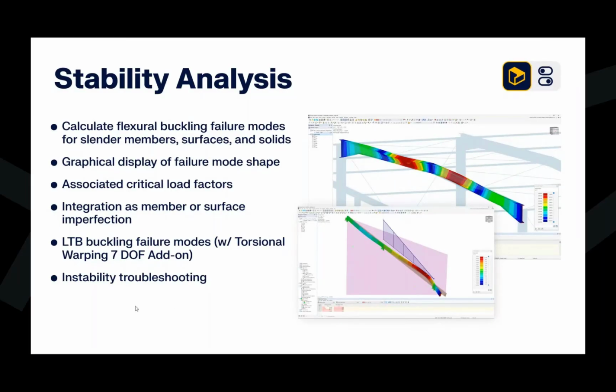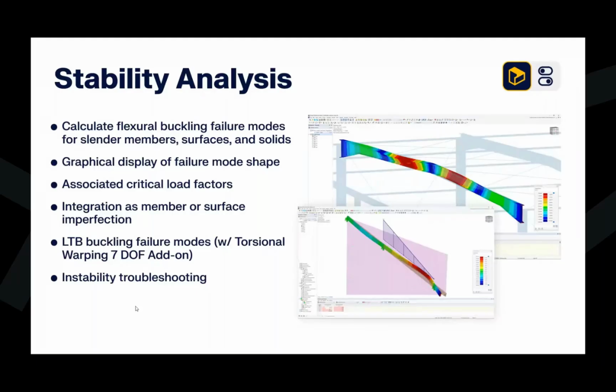And depending on how many eigenvalues we solve for, we can see the relevant mode shape, but we also get the associated critical load factors. So what's the factor that I can multiply by my applied loads before I see my structure or my elements fail with that relevant buckling mode shape? We can take this information too and integrate it in other parts of the program.